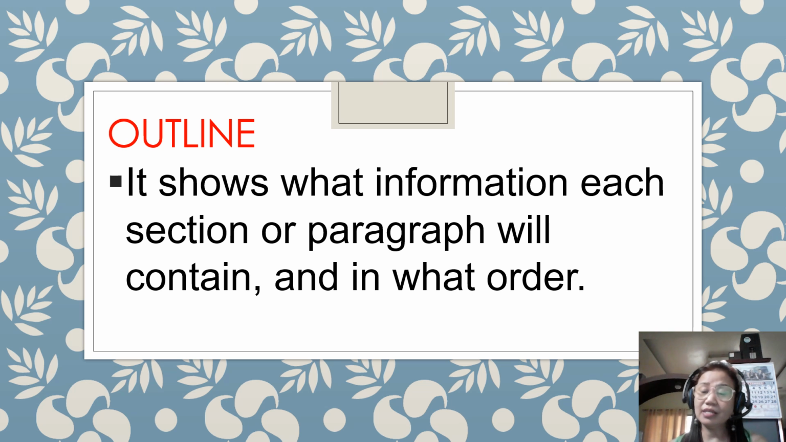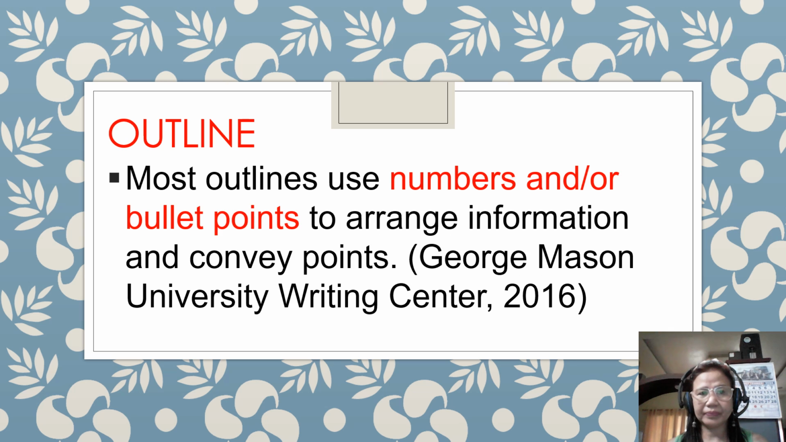An outline is a graphic scheme of the organization of your paper. It indicates the main arguments of your thesis as well as the subtopics of your essay. Most outlines use numbers and/or bullet points to arrange information and to convey points. The bullets or numbers used in an outline show the main points and the subpoints of an essay.